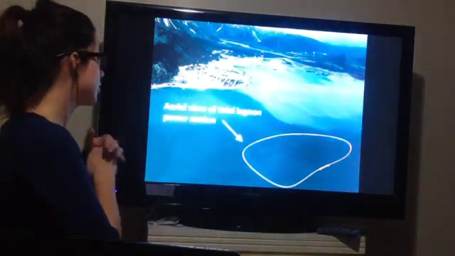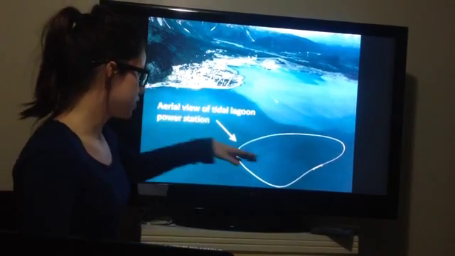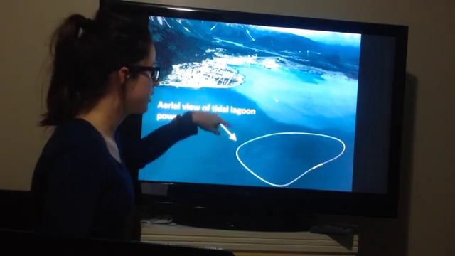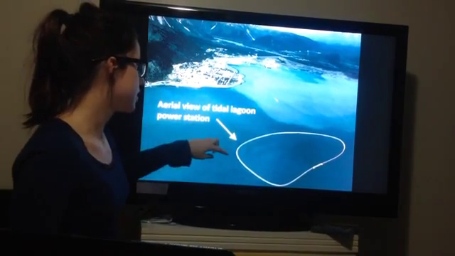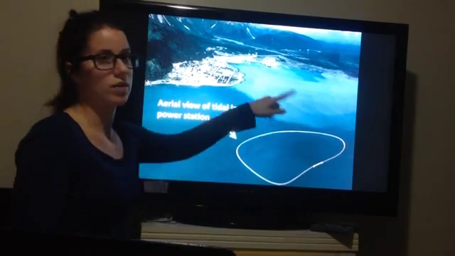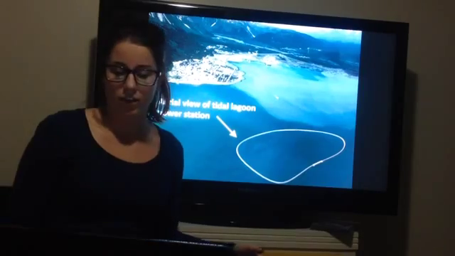And this is a picture of a tidal lagoon. So basically it's like a lagoon inside the barricade, and then they've got turbines throughout the wall, and then as the tides rise and fall, they generate electricity.